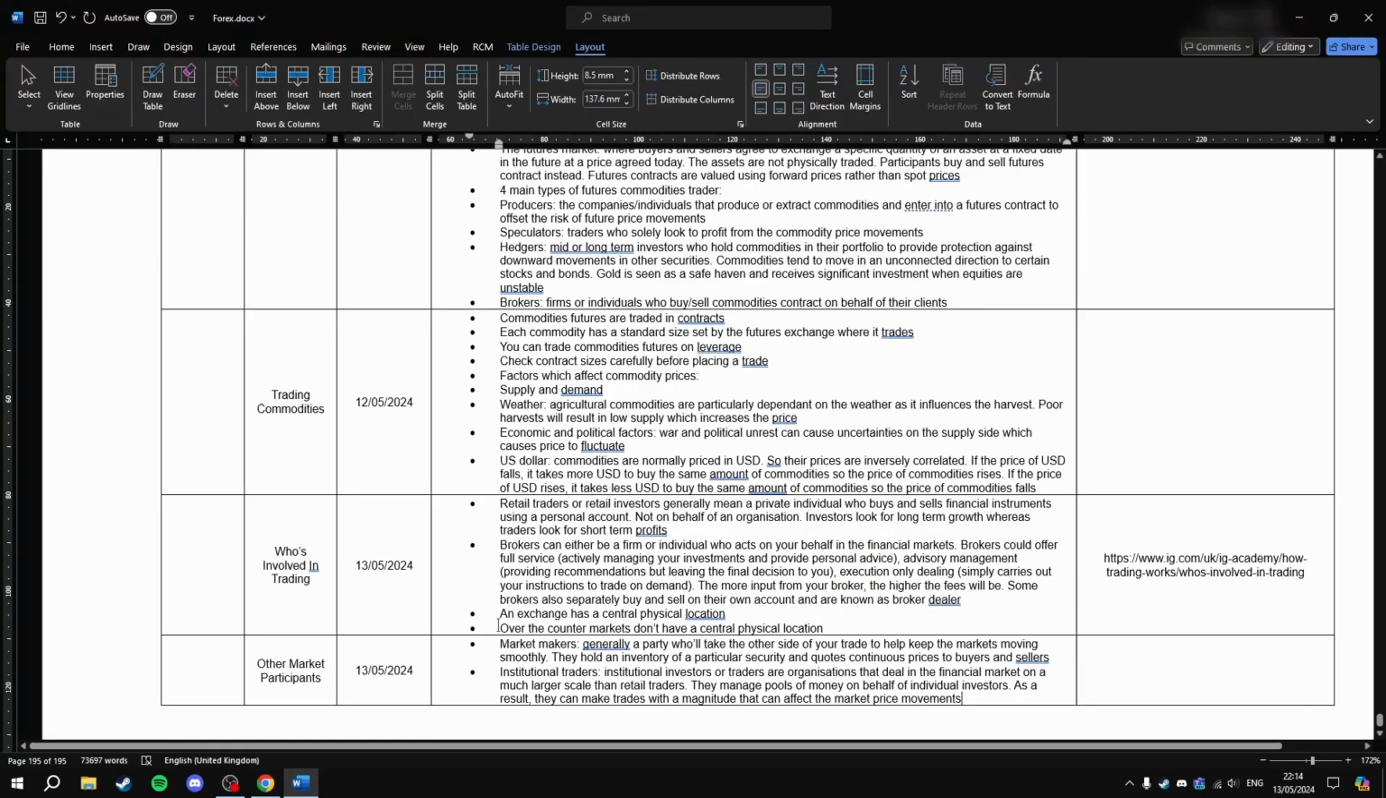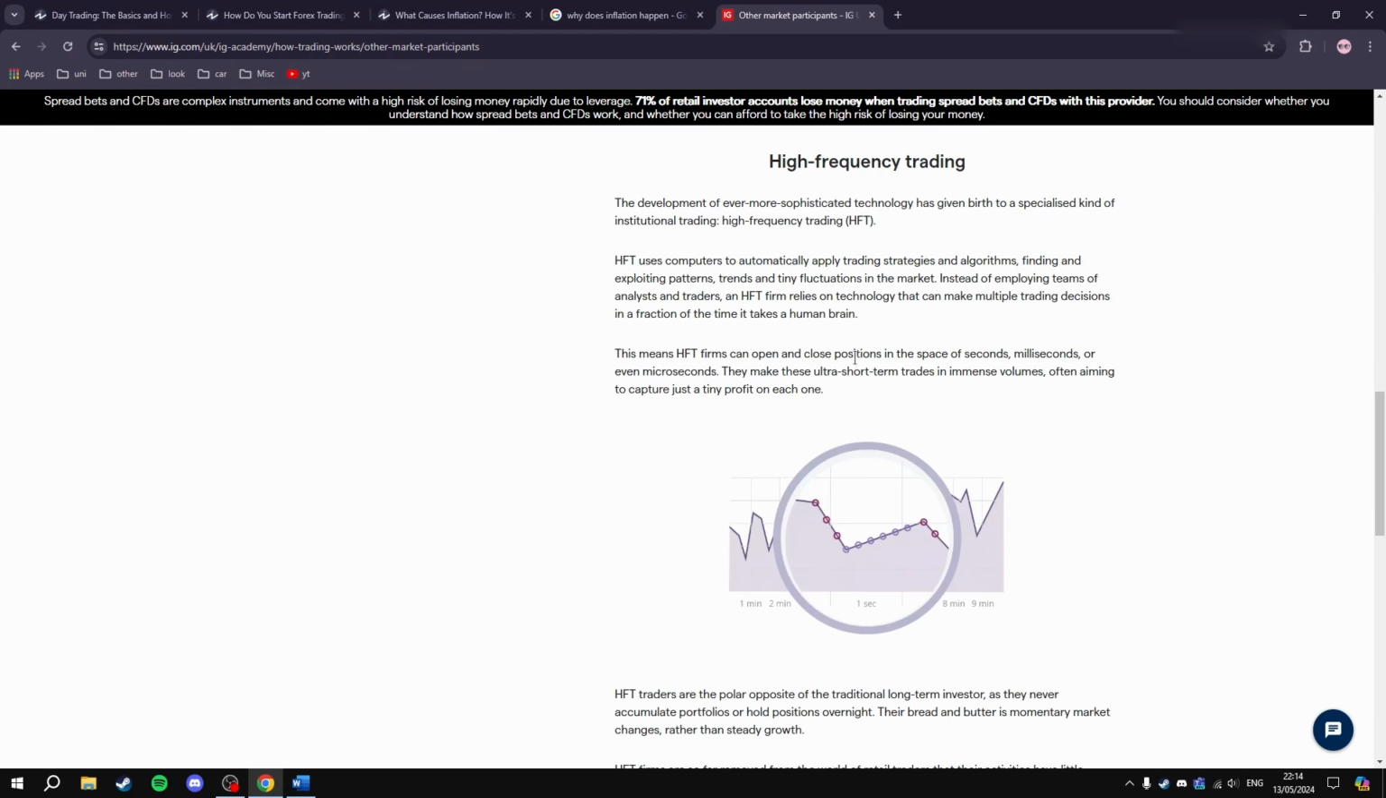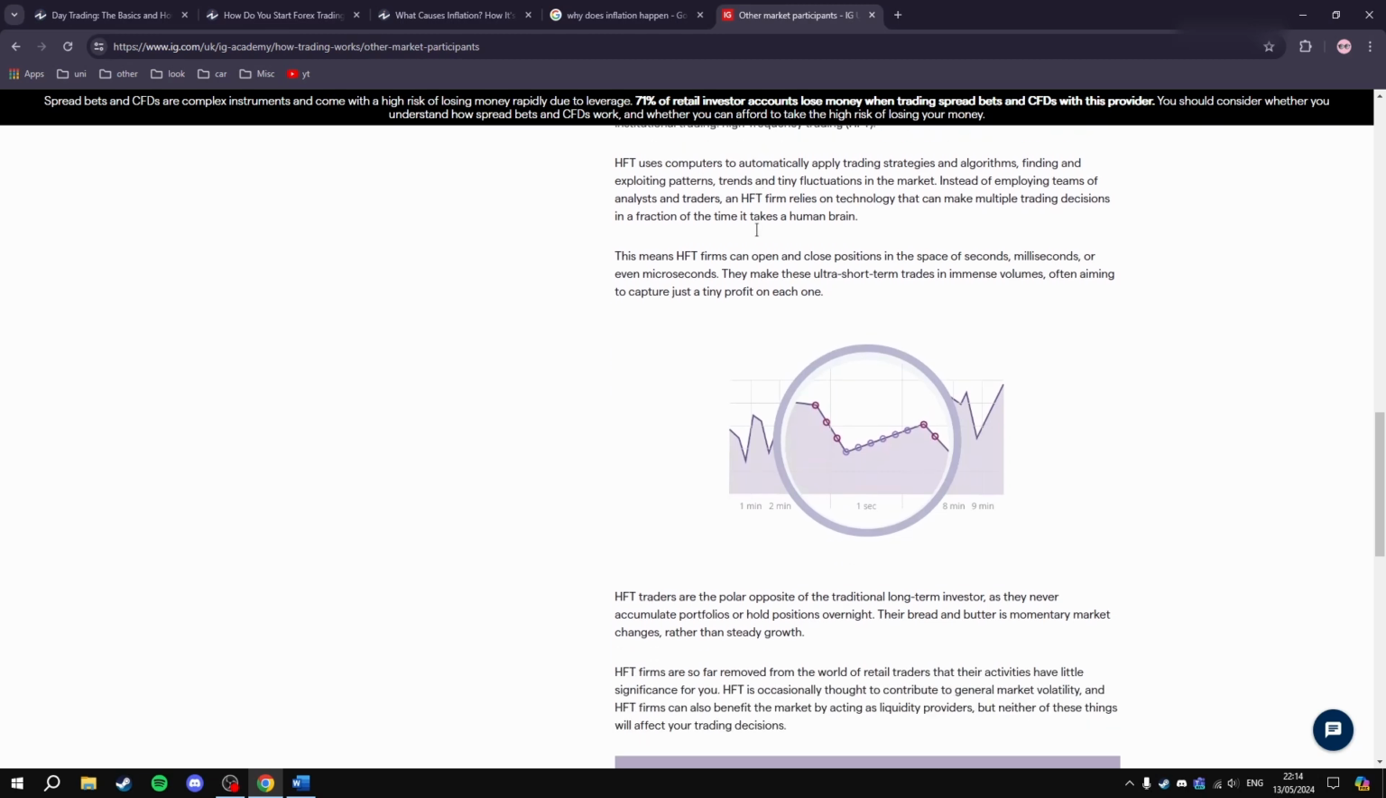High frequency trading. The development of ever more sophisticated technology has given birth to a specialized kind of institutional trading, high frequency trading. High frequency trading uses computers to automatically apply trading strategies and algorithms, finding and exploiting patterns, trends and tiny fluctuations in the market. Instead of employing teams of analysts and traders, an HFT firm relies on a technology that can make multiple trading decisions in a fraction of the time it takes a human brain.